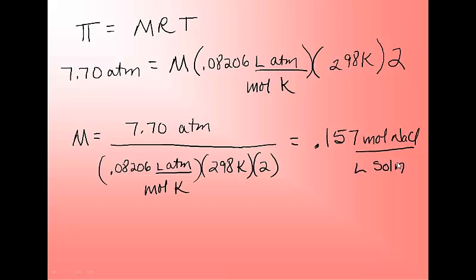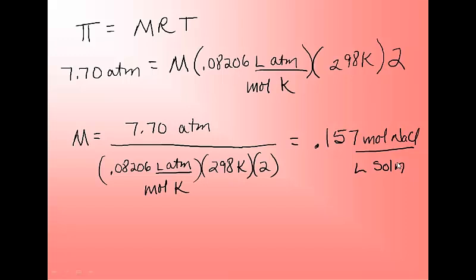So what I do is I figure out the molarity of the sodium chloride. Notice a couple of things. Thing number 1, the 2 is there because there is no such thing as sodium chloride. There's sodium ions and chloride ions in solution. So if one ion has an effect on the osmotic pressure, 2 is going to have twice as much. So you just plug in the 2 and you do the math, and you get 0.157 moles of sodium chloride per liter of solution.